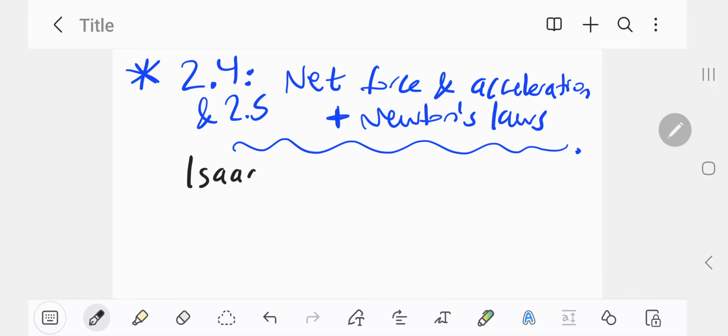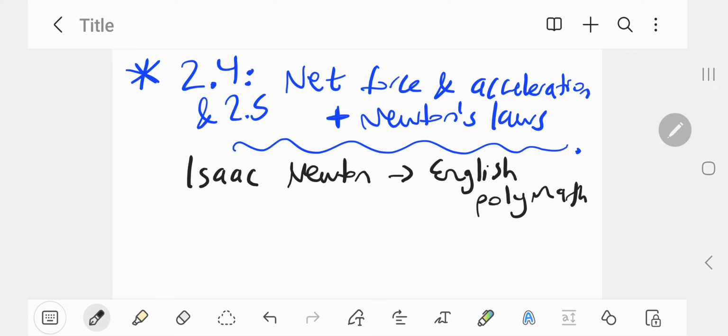So Isaac Newton, it's worth knowing this guy's name. Isaac Newton was an English scientist. I'm going to call him a polymath. He was a mathematician, physicist, astronomer, philosopher, all that sort of stuff. He was basically a scientist, but anyway, he lived in the 1600s, and his work was so important that the unit for force was named after him in his honor, called the Newton, capital N.